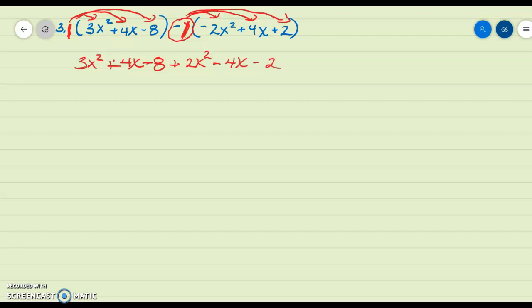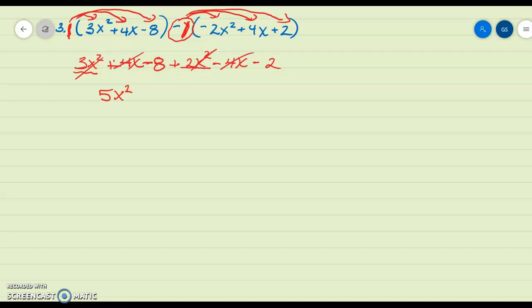Okay. So now we have to combine like terms and make sure it's in standard form. Putting it all together here. 3x squared and 2x squared, that's 5x squared. Highest exponent goes first. Then the x's. We have a 4x minus 4x. Oh, 4x minus 4x is 0. So I guess we don't have to write anything for that.